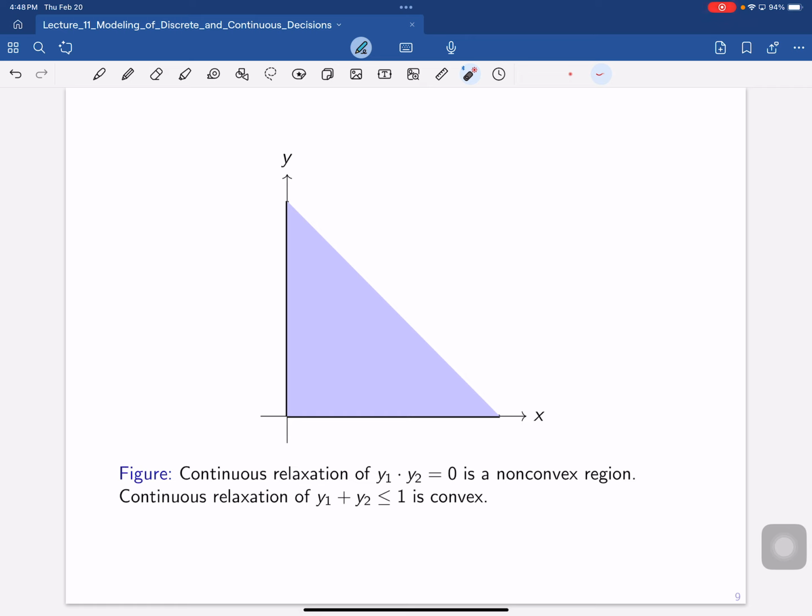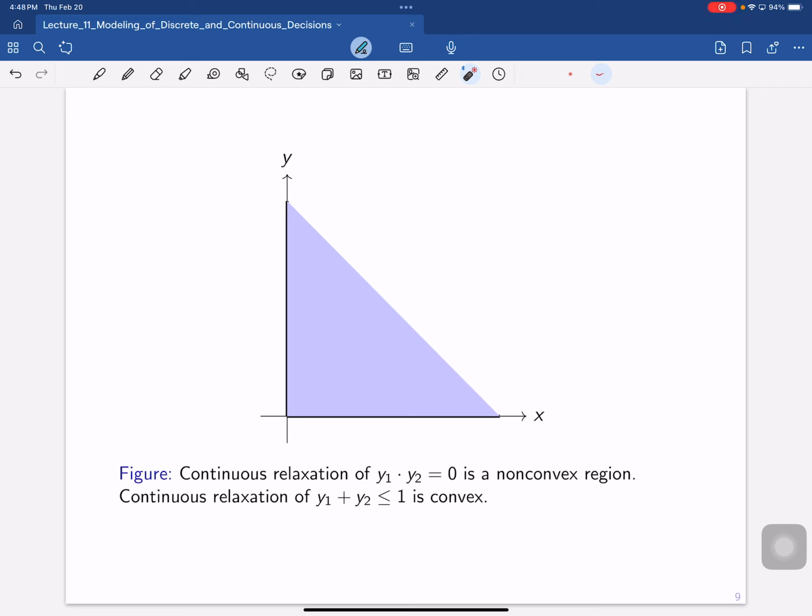Here's a geometric intuition for why you are modeling them as a linear inequality. If you consider the continuous relaxation of y1 times y2 equals 0, right? If you relax y1 and y2 as continuous variables between 0 and 1, then y1 times y2 equals 0 is this region here, denoted by the thick black line. It's these two lines here. And clearly it is a non-convex region, even if you relax the binary variable to be between 0 and 1.